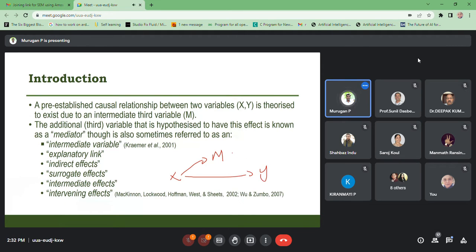This is what simple mediation, or this is what mediation. So here you have X, right? This X is nothing but your predictor or maybe antecedent. This Y is nothing but the outcome. This M is nothing but your mediator. I'll give you one more quick example to realize what is mediation.